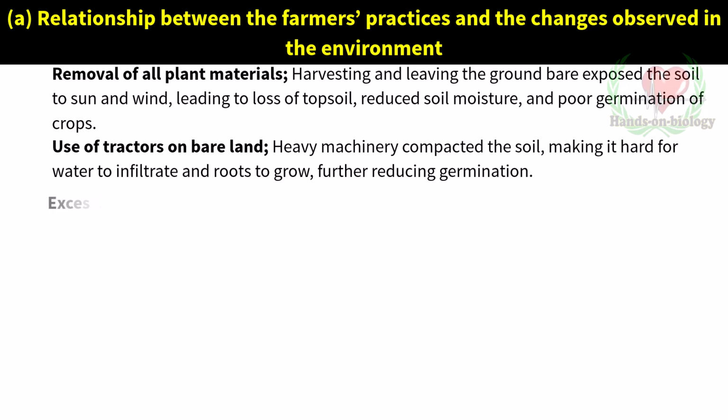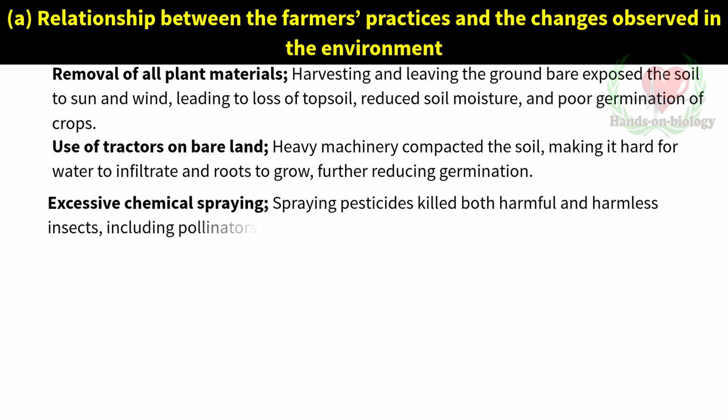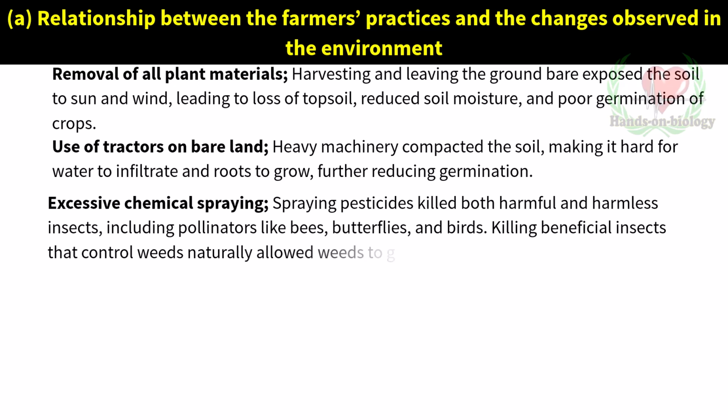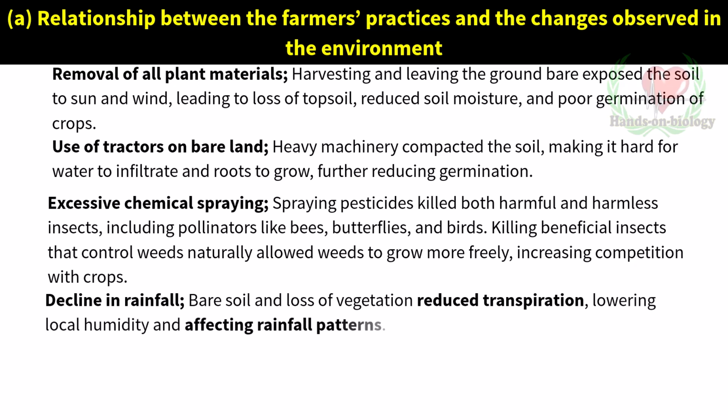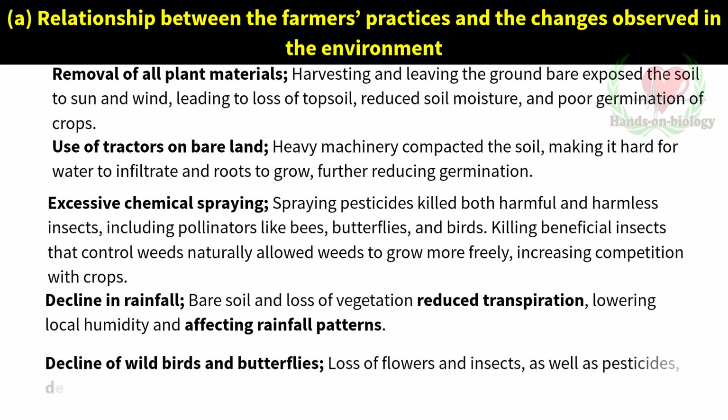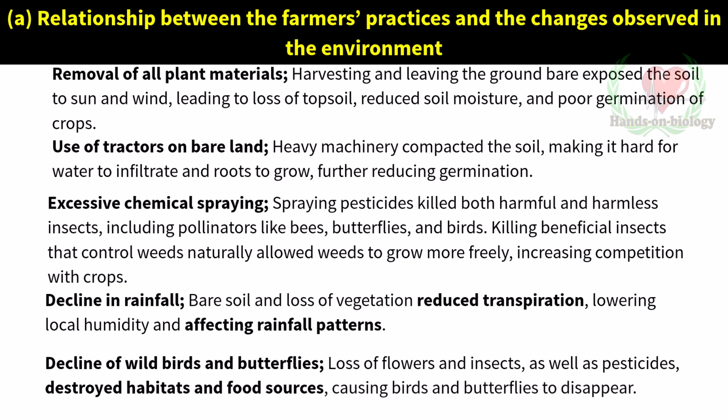Excessive chemical spraying. Spraying pesticides killed both harmful and harmless insects, including pollinators like bees, butterflies, and birds. Killing beneficial insects that control weeds naturally allowed weeds to grow more freely, increasing competition with crops. Decline in rainfall. Bare soil and loss of vegetation reduced transpiration, lowering local humidity and affecting rainfall patterns. Decline of wild birds and butterflies. Loss of flowers and insects, as well as pesticides, destroyed habitats and food sources, causing birds and butterflies to disappear.